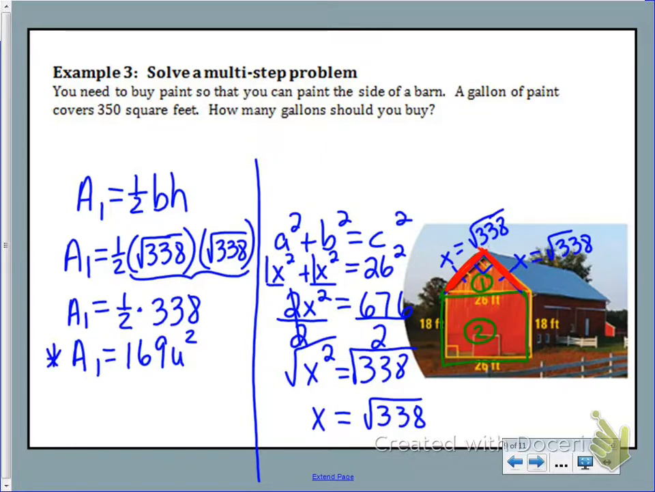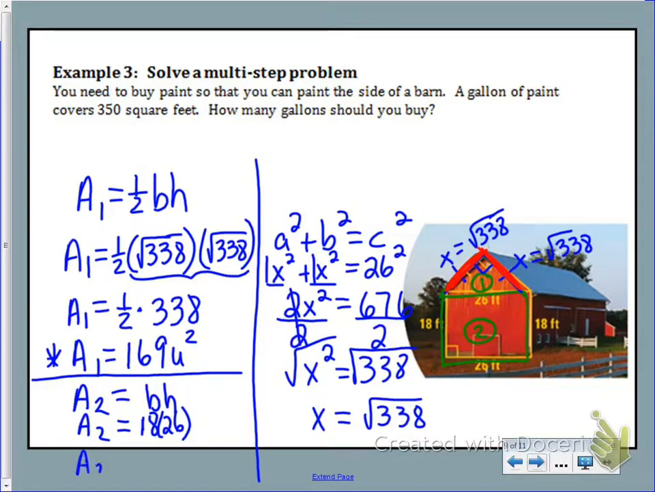Now we need to find the area of the rectangle. You're going to find that this is a much simpler process. The area of part 2, in this case the rectangle, is base times height. The base and the height are 18 and 26. So the area of that is going to be 468 units squared.